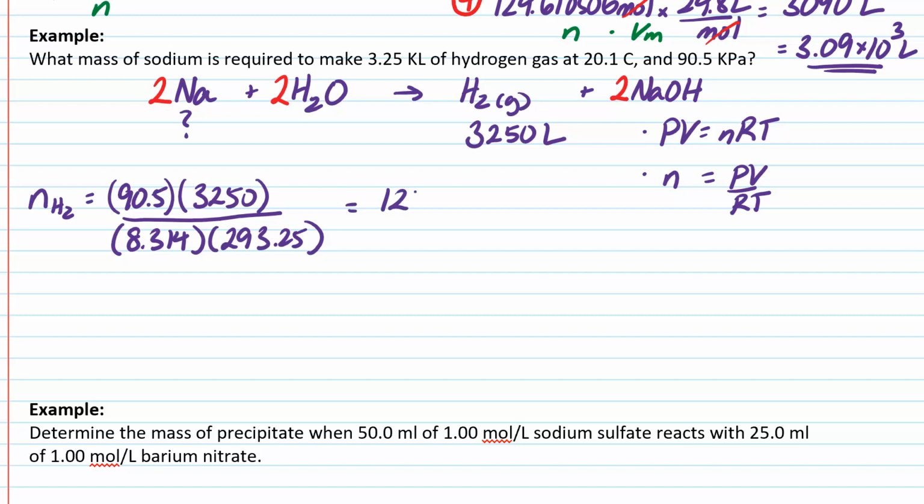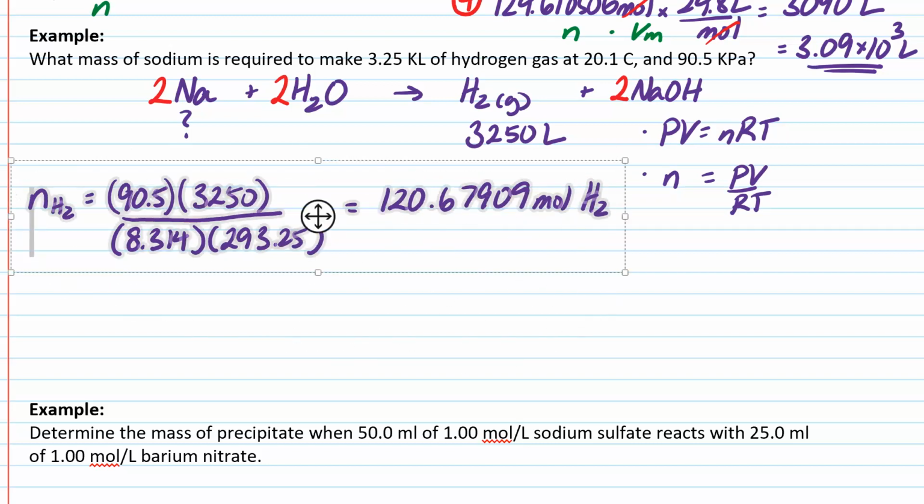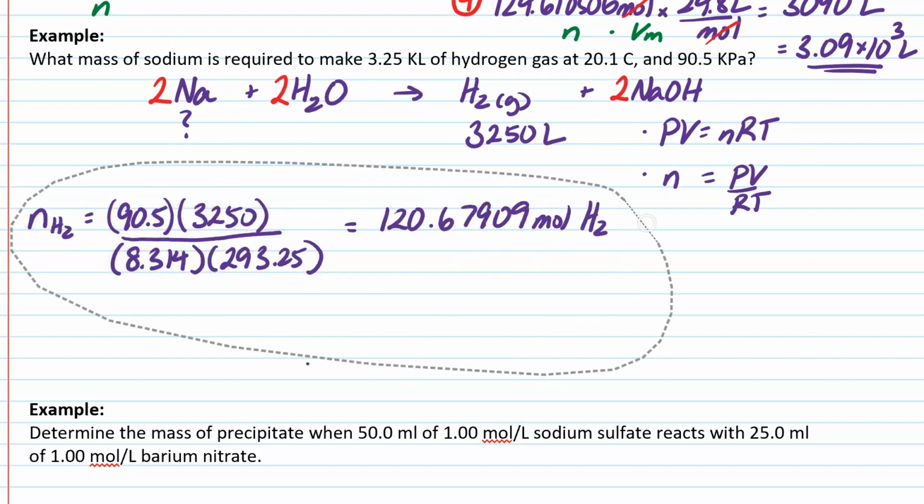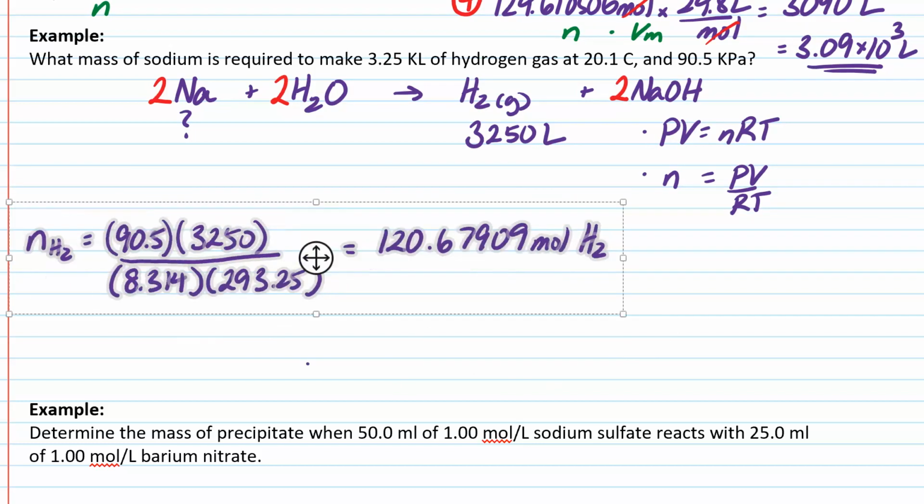You get 120.67909 moles of hydrogen gas. So using the volume of hydrogen gas, relating it to the ideal gas law, you can get the number of moles of hydrogen gas. Now let me move this down one line just to create some space. And what do you want? You actually want to figure out the number of moles of sodium so that you can get the mass of sodium. So let's do that.